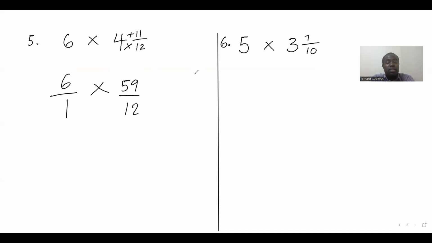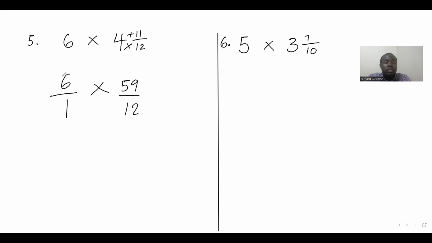All right. So guys, always look for the opportunity to reduce before multiplying our numerators and denominators, especially if we have large numbers. All right. So 6 times 1 can't be reduced. 59 and 12 can't be reduced. Then we check our diagonals right here. We see that those can be reduced, right? So we can reduce the 6 and the 12 by dividing by 6.